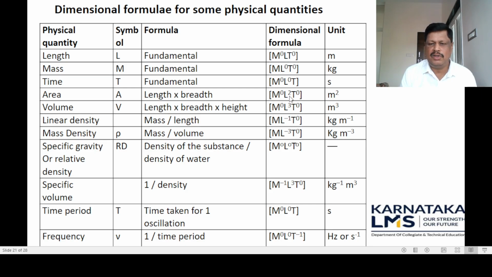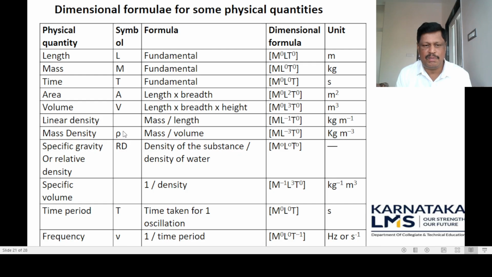So meter is the unit of length, meter square is the unit of area. Similarly, meter cube is the unit of volume. Linear density is defined as mass per unit length. For mass M and length L, so L to the power of minus 1. M L^-1 T^0 is the dimensional formula of linear density. The unit of mass is kg and the unit of length is meter, so kg per meter is the unit of linear density.